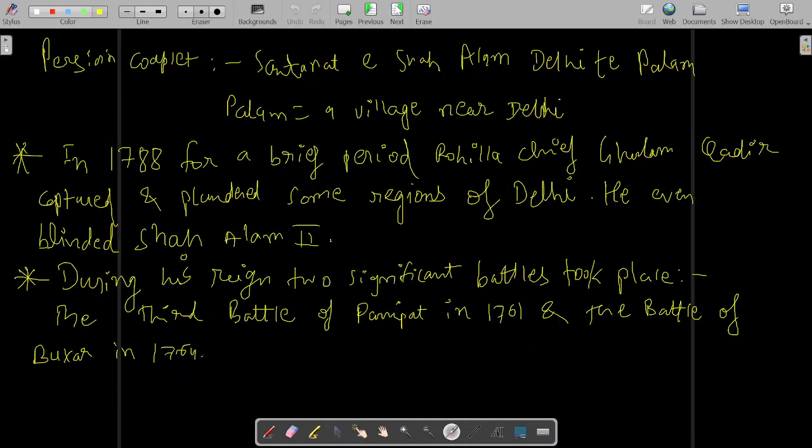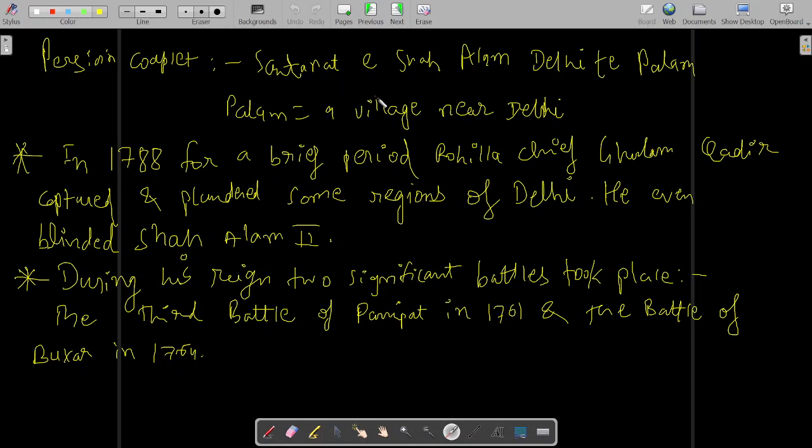During the reign of Shah Alam II, there was a famous Persian couplet. Couplet means doha. "Saltanat-e-Shah Alam, Delhi te Palam." Palam is a village near Delhi. So this means the rule of the Mughal emperor ranges from Delhi to Palam. This is the meaning of this.